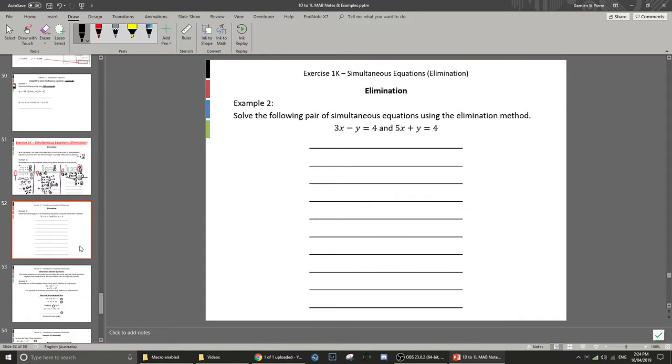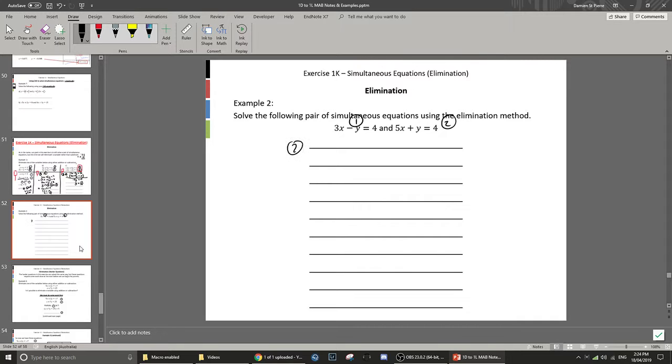So let's have a go at this one, and I suggest you actually pause the video now, have a go yourself, and then come back and check the video. So I'll call this 1, and I'll call this 2. Am I going to eliminate? My y's are the same, so I will eliminate using the y's. Positive y, negative y, so we're going to do addition.